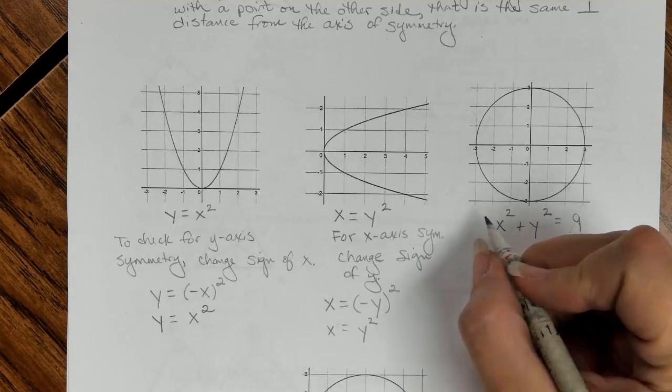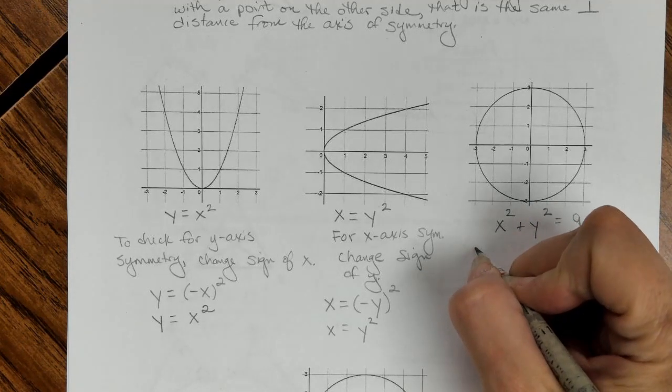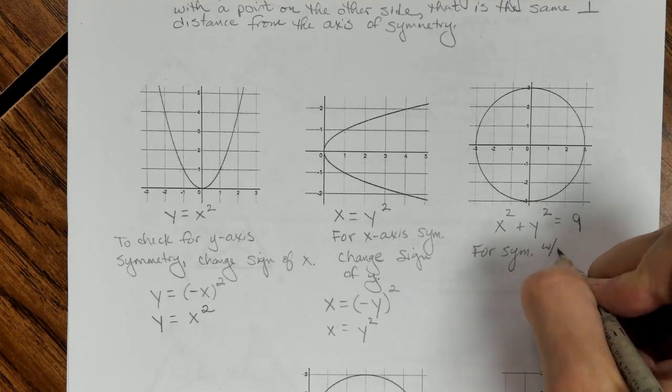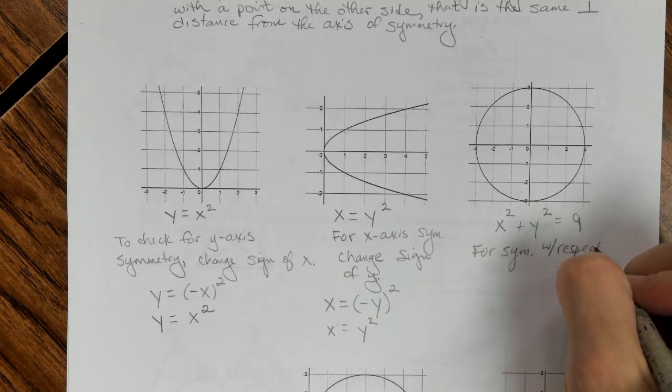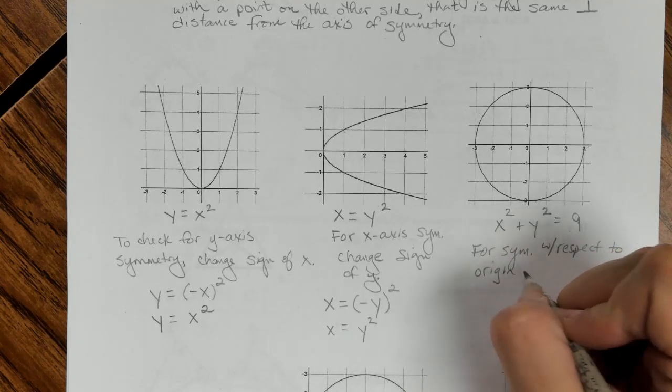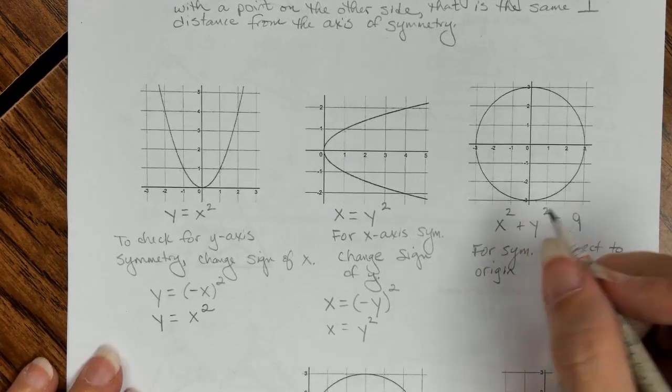So, for symmetry with respect to the origin, we're going to change the sign of x and y.